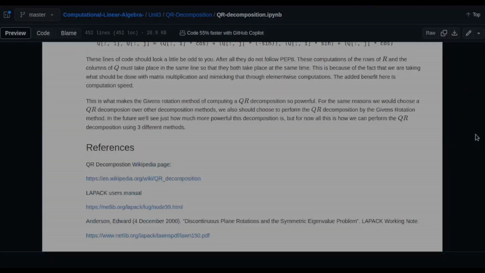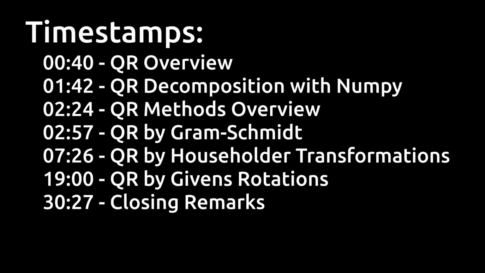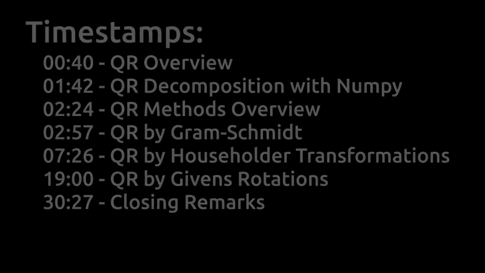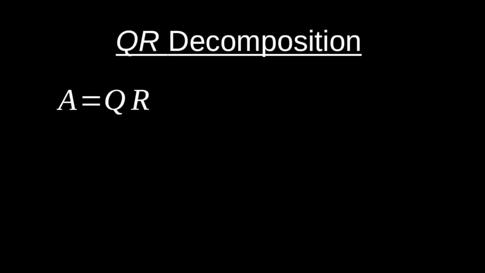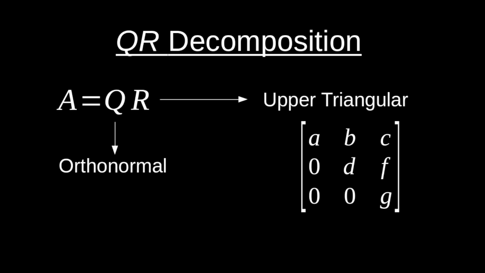All that said though, let's begin discussing the QR matrix decomposition. The QR matrix decomposition is a decomposition of some square A matrix into the matrices Q and R. Q is an orthonormal matrix, meaning that the columns are orthogonal and normalized, and R is upper triangular, which I hope you're familiar with. But the Q matrix is what really gives this matrix decomposition its power and its utility.